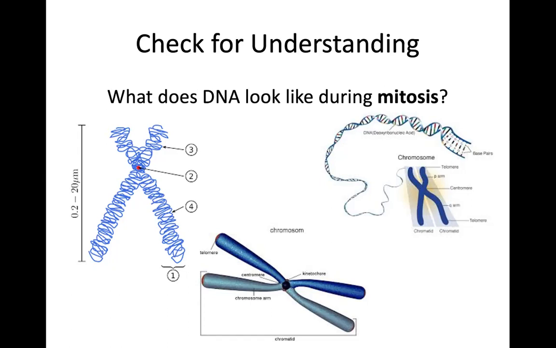So the best way to remember this, looking up here, where are you finding that? In the center. So it's called a centromere. The center, near centromere. Close enough, I'll take it, okay? So think centromere. That's what holds the sister chromatids together to make the chromosome, okay?